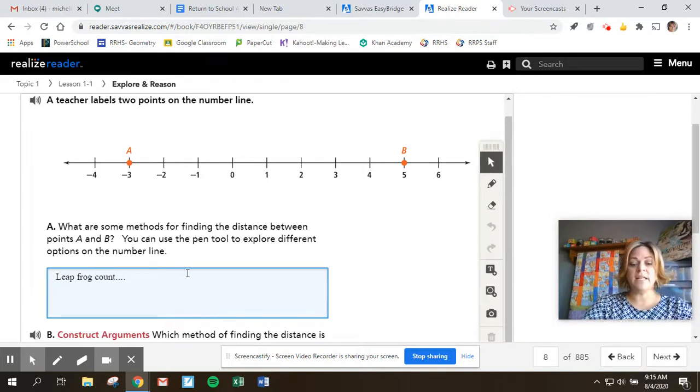Okay, that's one option. And then you might say, how else did I do this? And hopefully you remember from earlier grades that you could subtract the 2 points and then find their absolute values. So like -3 minus 5, take that absolute value, or 5 minus a -3 and take that absolute value. You might want to write in complete sentences, but for the video's sake, I'm just giving the short abbreviated version. So you could leapfrog count or take the absolute value.